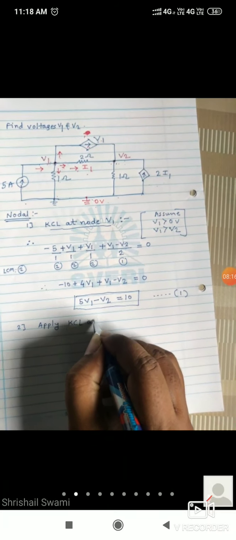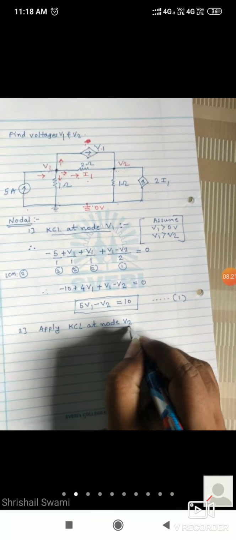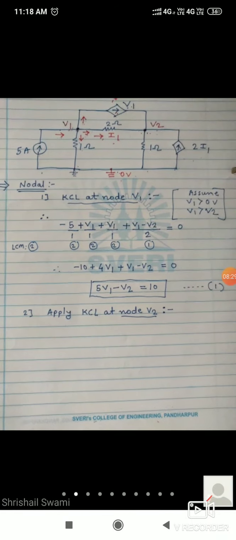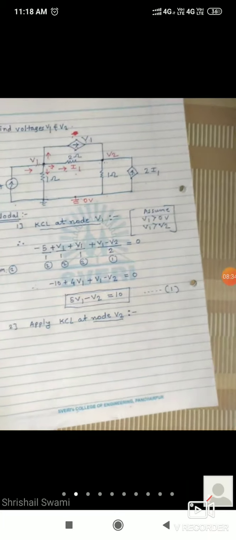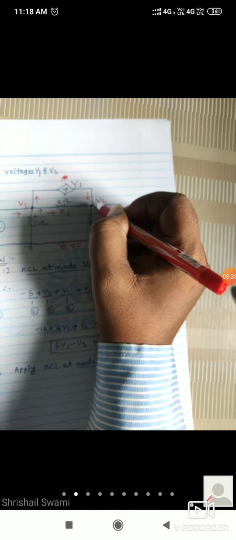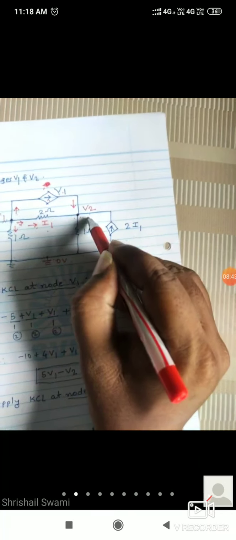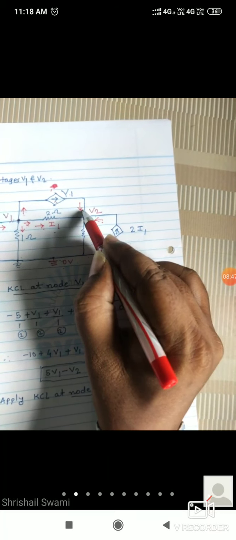KCL at node V2. Okay, now come to the node V2 point. So this is the incoming current. Now for this node, this is incoming. Okay, that value is V1. This is also incoming. This current is flowing like this. This is incoming. This is incoming.